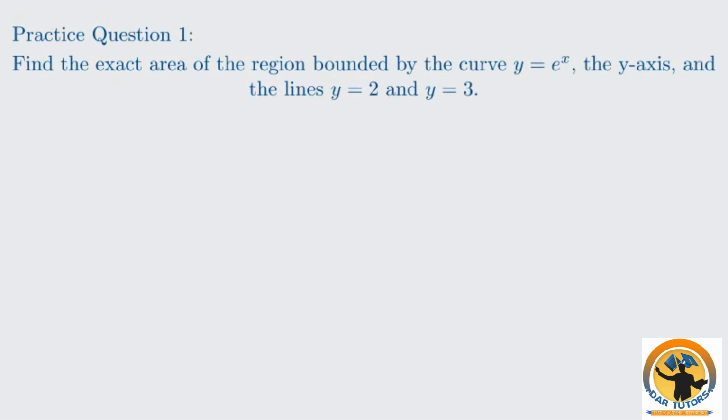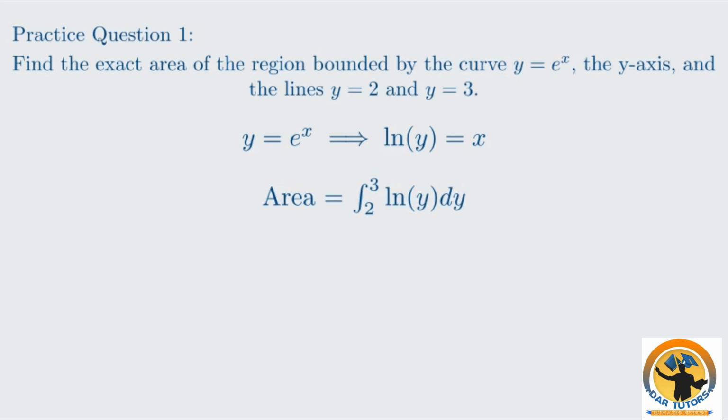Let's work through the solution. The region is bounded by the y-axis, so we should integrate with respect to y. This means we need to express x as a function of y. Starting with y equals e to the x, we take the natural logarithm of both sides to get x equals ln of y. This is our function g of y. The bounds of integration are given as y equals 2 and y equals 3. So the area is the integral from 2 to 3 of ln of y dy.